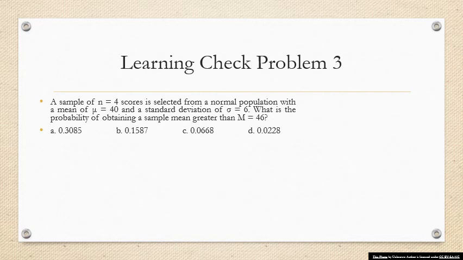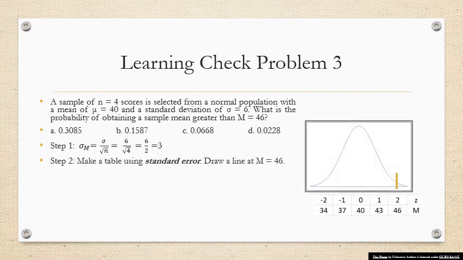Here's learning check problem 3. A sample of n equals 4 scores is selected from a normal population with a mean of 40 and a standard deviation of 6. What is the probability of obtaining a sample mean greater than M equals 46? Again, you start with your standard error. I found 3. You make your table using your standard error. Draw your line this time at M equals 46. And we are concerned with finding a sample mean greater than 46. So you'd color to the right of that line. That would be a tail.